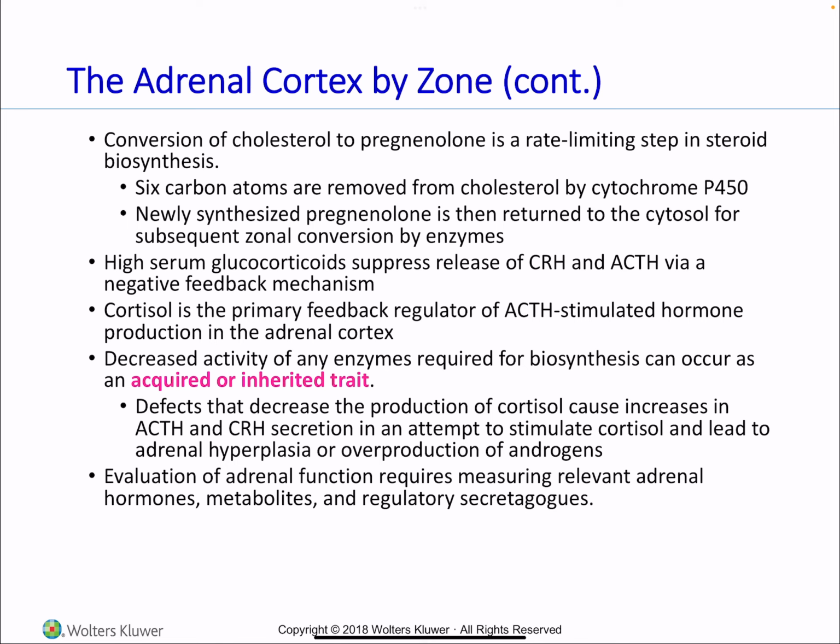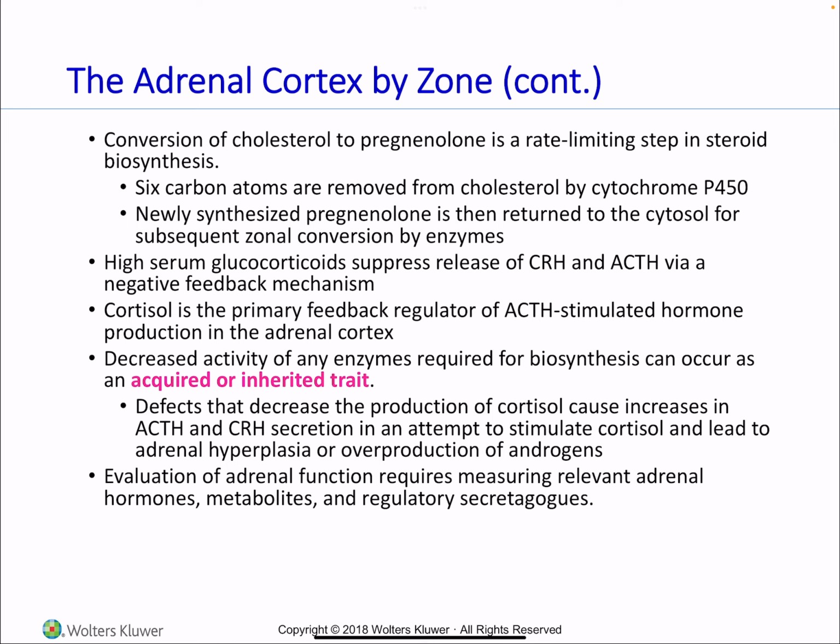High serum glucocorticosteroids suppress the release of CRH and ACTH via a negative feedback mechanism. Cortisol is the primary feedback regulator of ACTH-stimulated hormone production in the adrenal cortex.